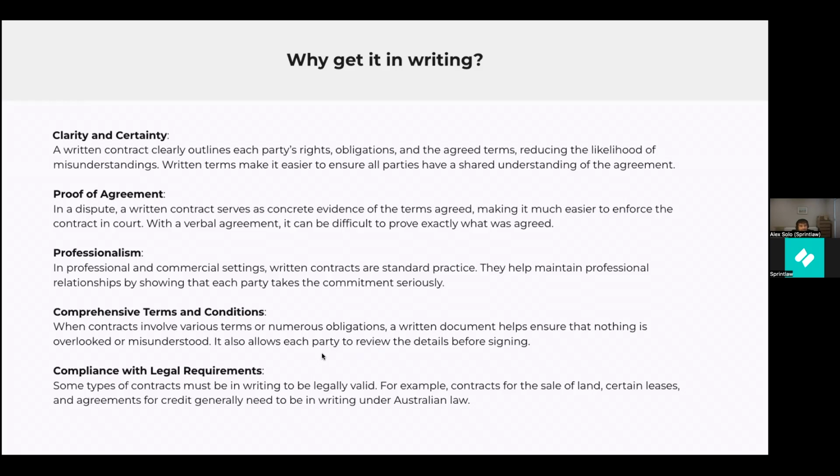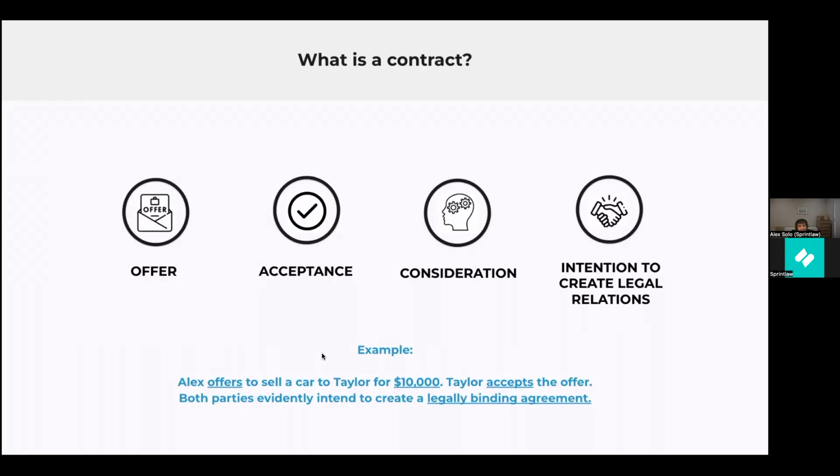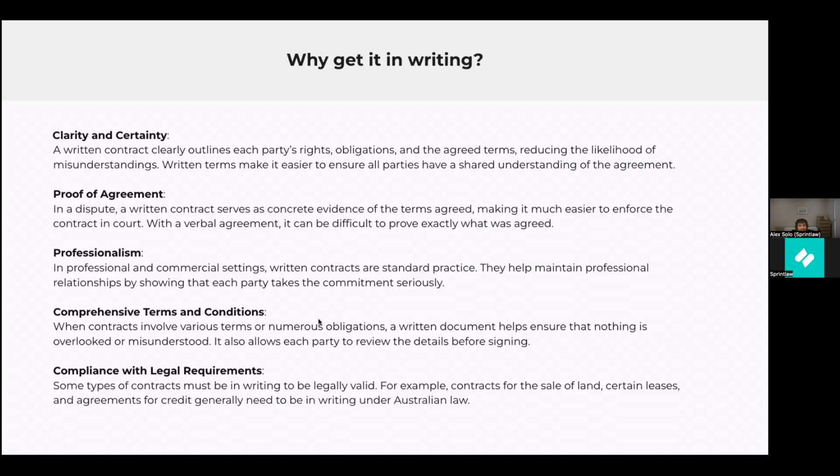And finally, I did say earlier, there's no legal requirement for a contract to be in writing. Now that's mostly true. In general, it's true, but there are specific types of contracts that the law specifically says do need to be in writing. For example, the contract for the sale of land, certain types of leases, certain types of credit agreements actually by law need to be recorded in writing. So that's another reason why people are getting these written contracts put together.